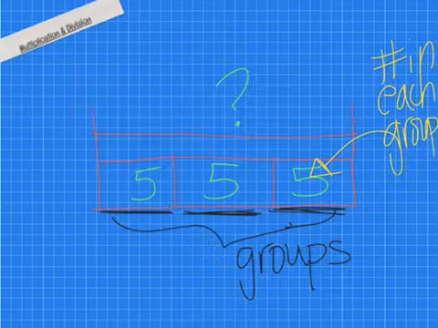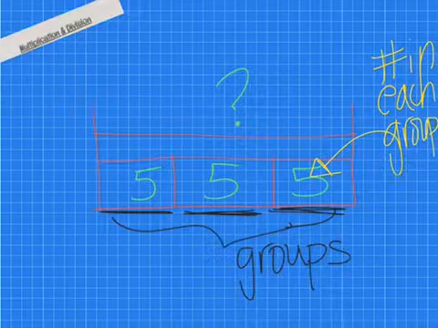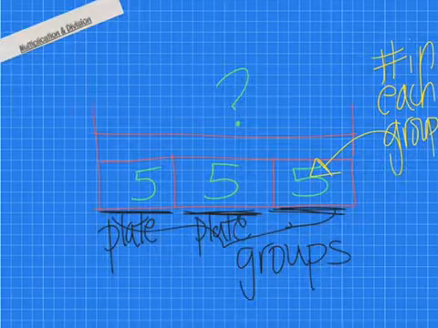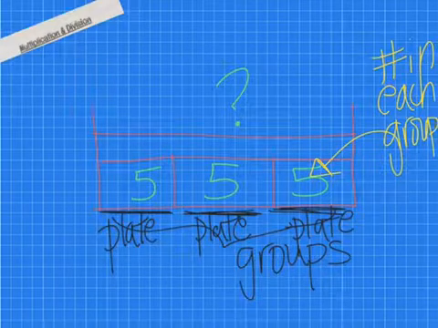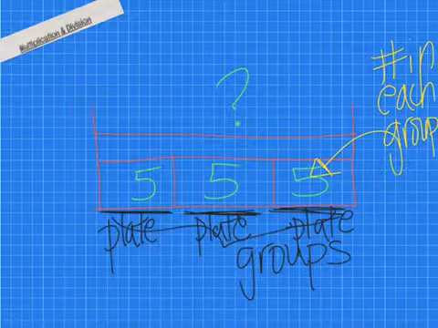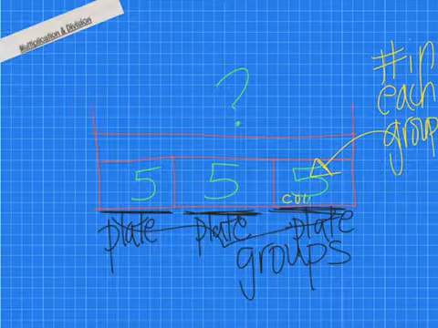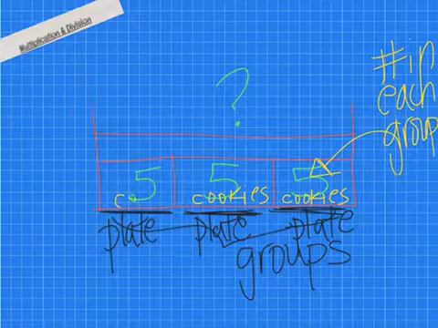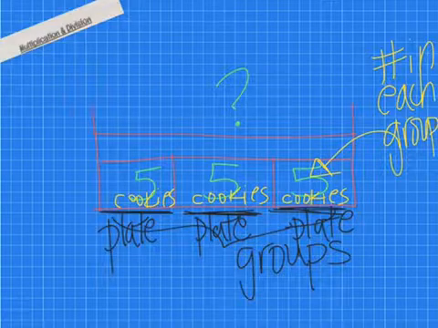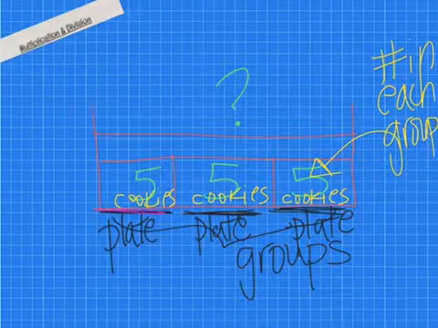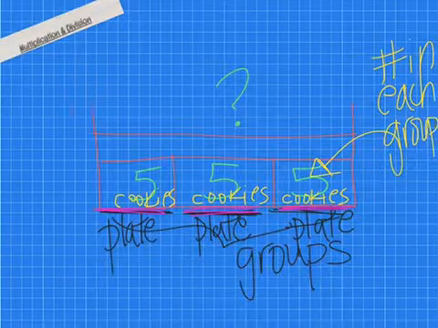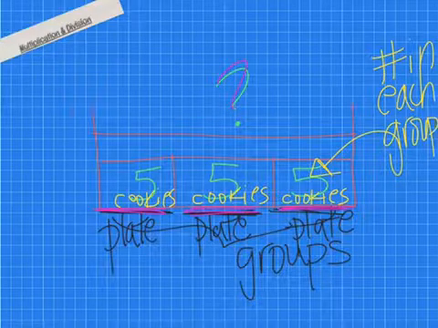So let's say, for example, that the groups, let's label it, our groups would be plates. So there's 1 plate, 2nd plate, and a 3rd plate. So we have 3 plates. And let's say the number in each group would be cookies. So you have 5 cookies on this plate, 5 cookies on this plate, and 5 cookies on this plate. And you're looking for the total amount of cookies. Well, what would you do to solve that?